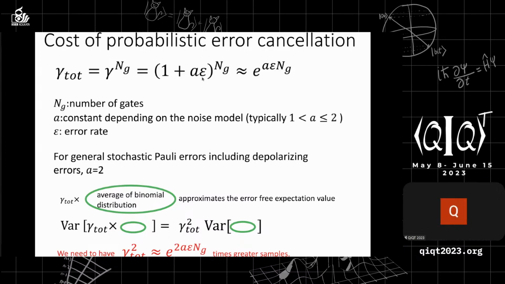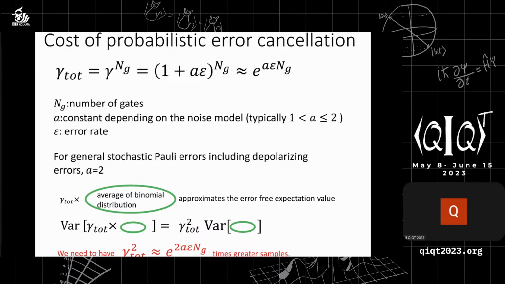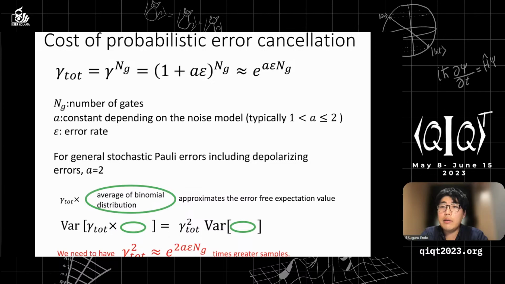Okay. So yes, the cost depends on the noise model, actually. But for every noise model, it will be exponential behavior, as far as I know. Maybe it would be interesting if the scaling did not become exponential, but I believe that would be a very tricky noise model. But it is an interesting question. Thank you very much.